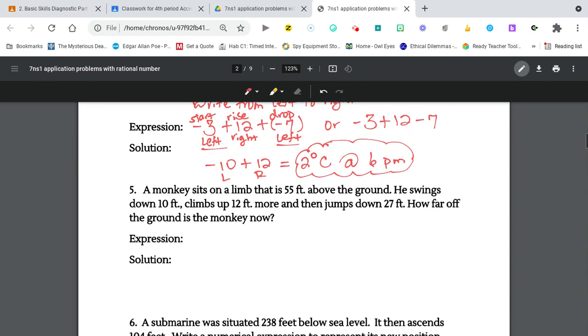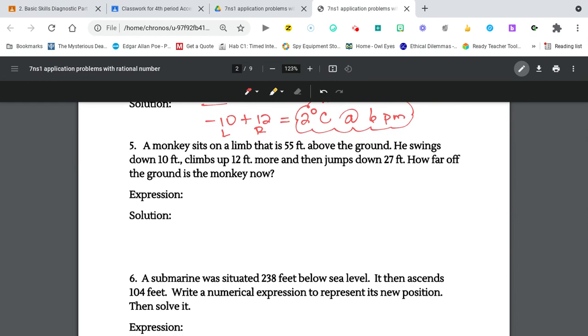All right, let's take a look at 5. Matter of fact, you can pause the video and you try 5 on your own before I take a look at it.